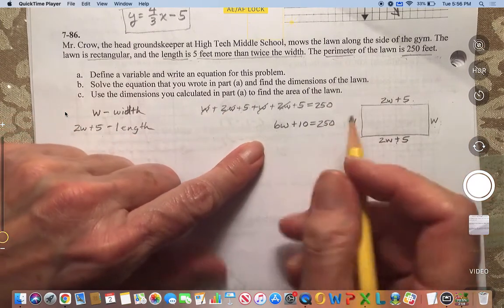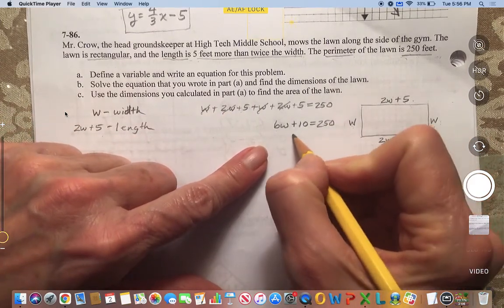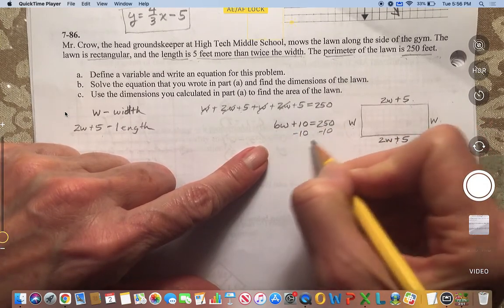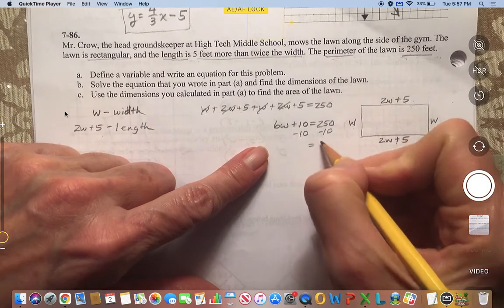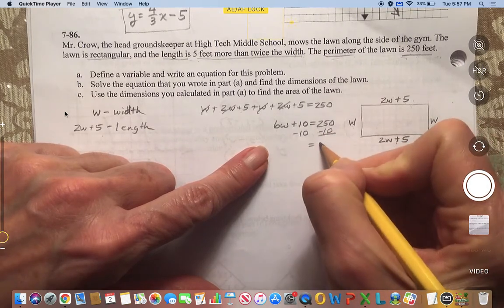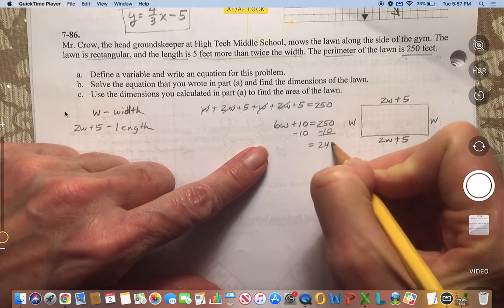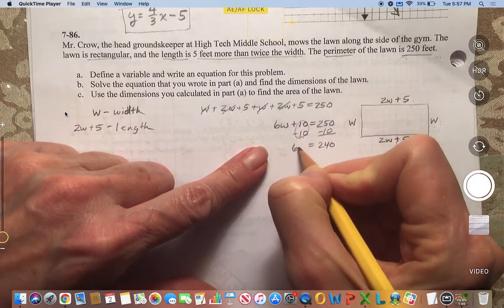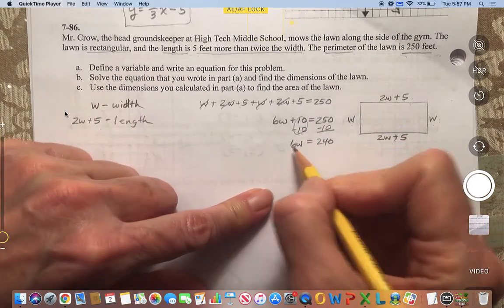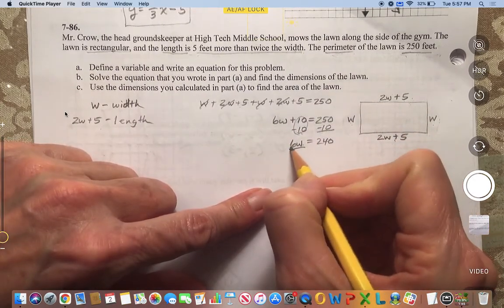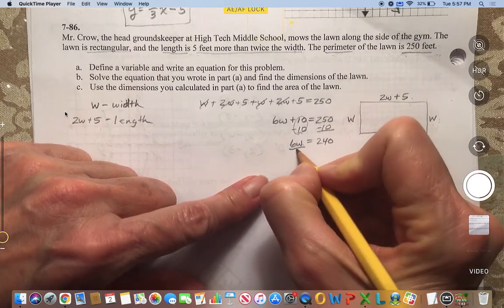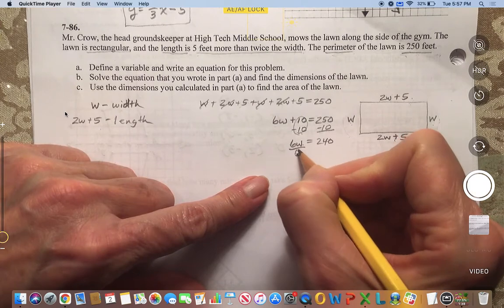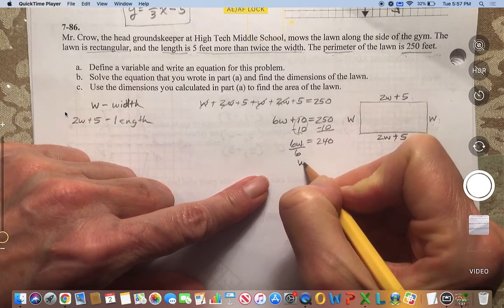And now we can solve for W. So the first thing we'll do is subtract 10 to isolate the W from both sides. And over on this side, we get 250 minus 10 is 240. And over here, we've zeroed out these 2 10s, and we have a 6W left on this side. So now we're going to undo this 6 times W by dividing by 6. So 6 over 6 is 1. 1 times W is just W.